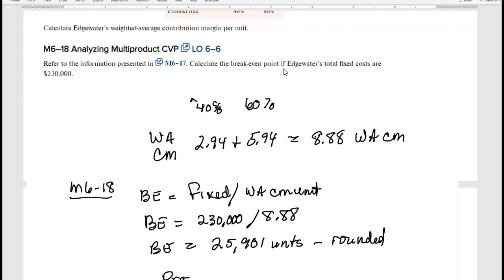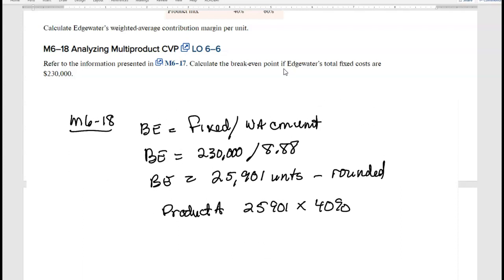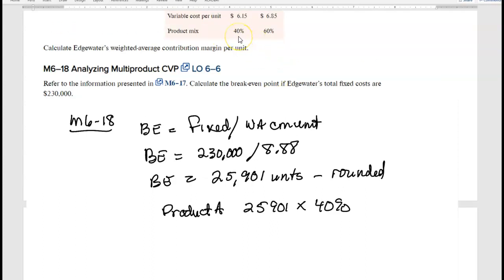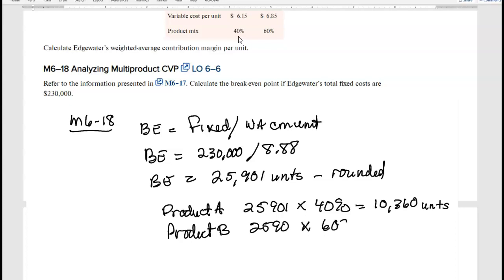So product A is 25,901 times 40%, because that's our percentage that we're given in the problem. Remember, 40% goes to product A, 10,360 units. Product B, 25,901 total break even times 60% is 15,541 units.